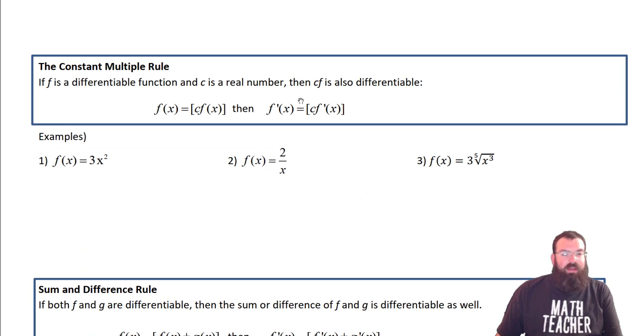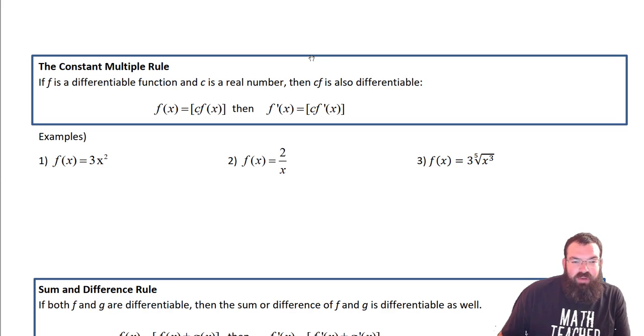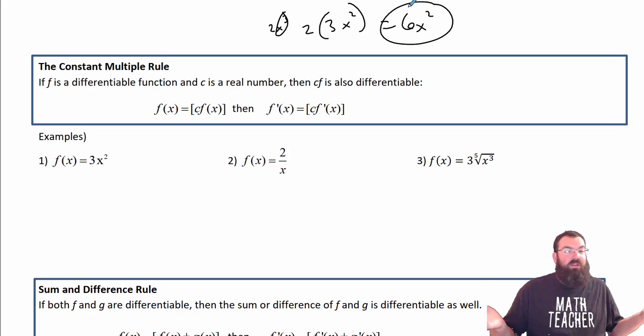Okay? The constant multiple rule. If f is a differentiable function and c is a real number, then cf is also differentiable. So what that means is, if I have c times some function, so for instance, if I have 2x to the 3rd power, I can split up the x to the 3rd, do that separately, which would be 3x squared, and then multiply all of that by 2 and get 6x squared, and that would be fine. You could definitely do that. That's okay. That's all it's saying.